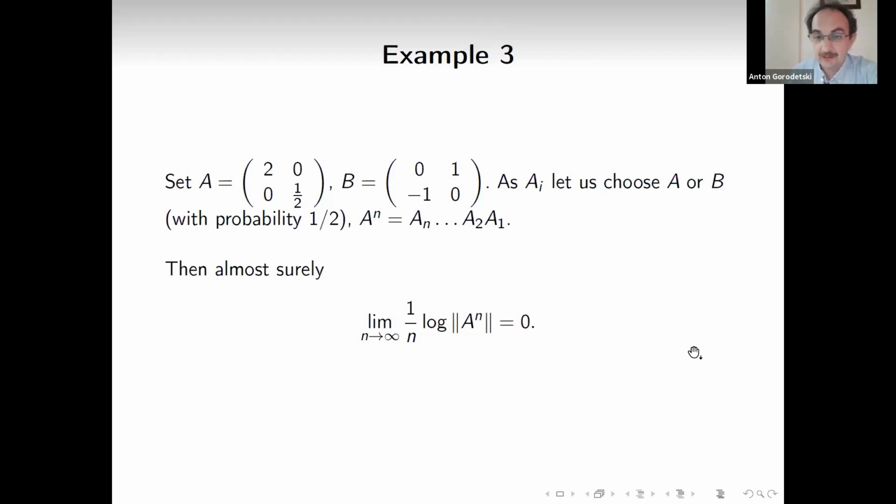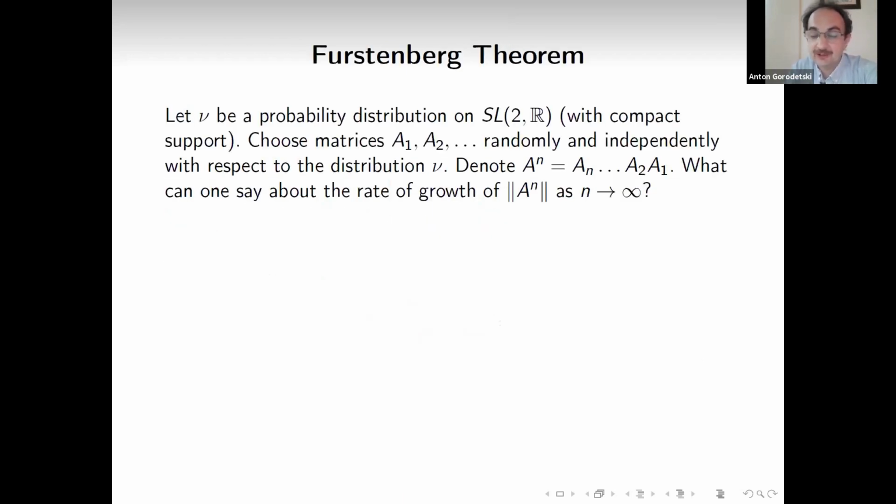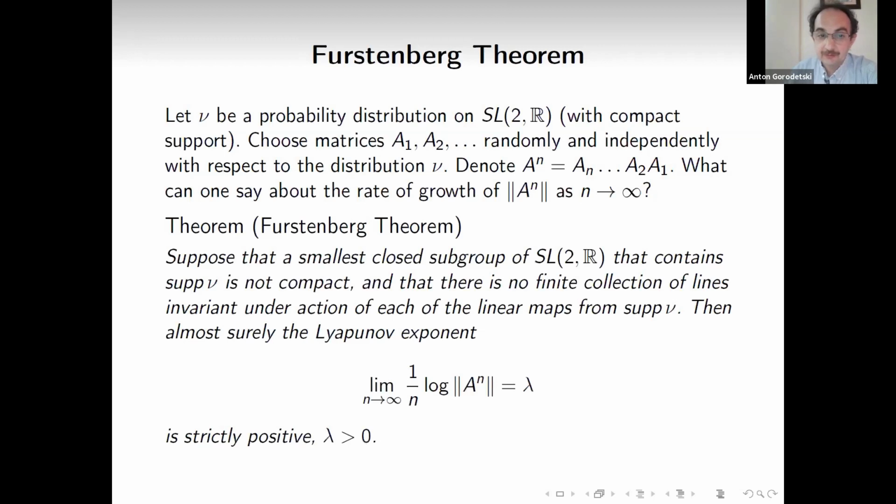All those examples are degenerate, and the Furstenberg theorem claims that generically the rate of growth of this composition is actually going to be positive. So the Furstenberg theorem claims the following. Suppose that we take the smallest closed subgroup of SL2R.